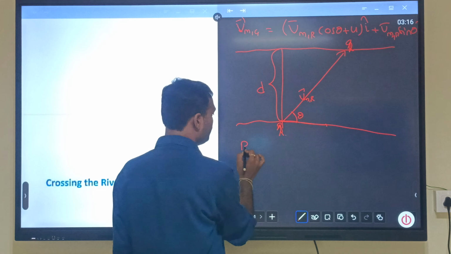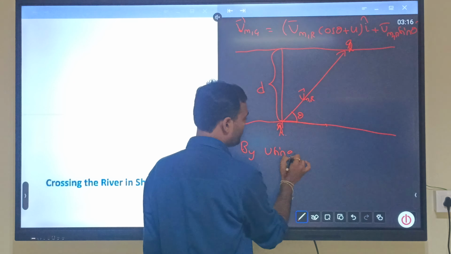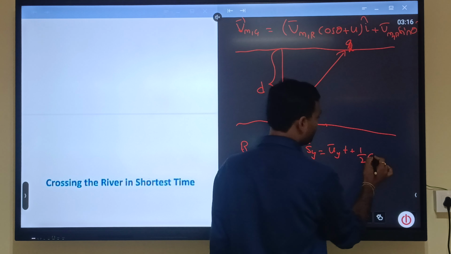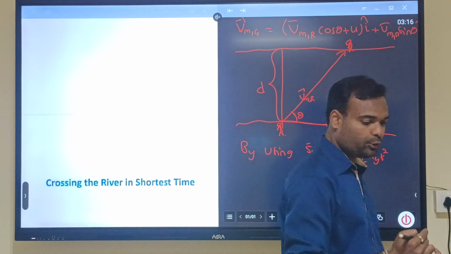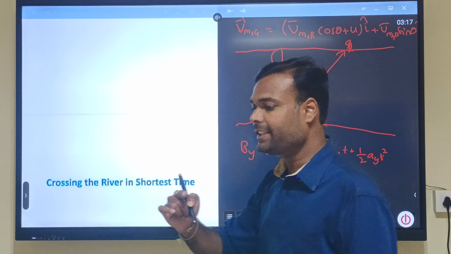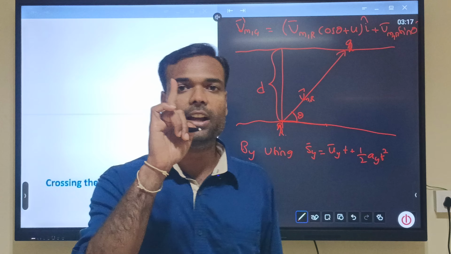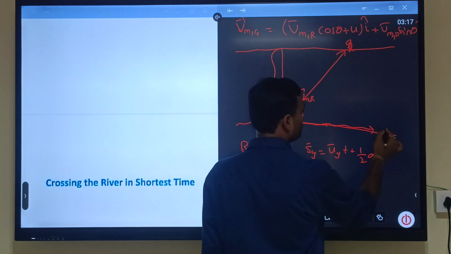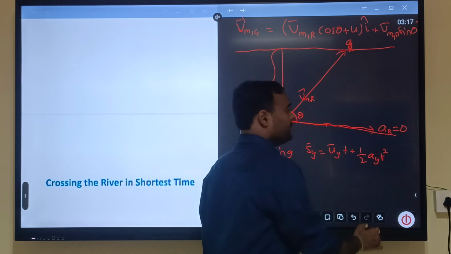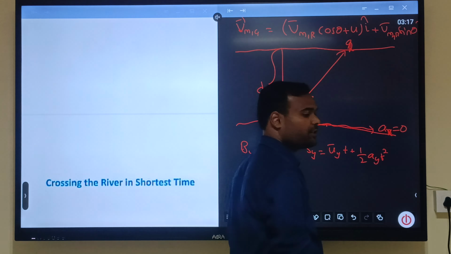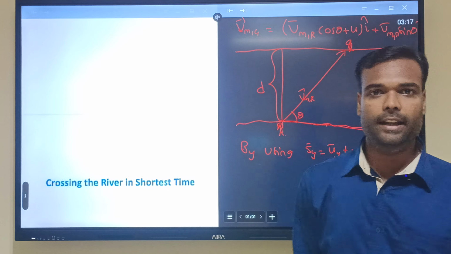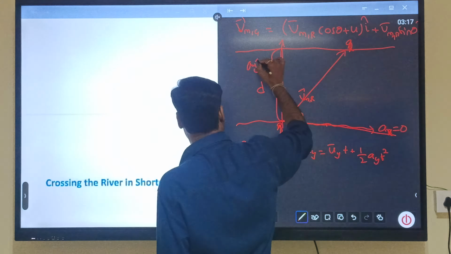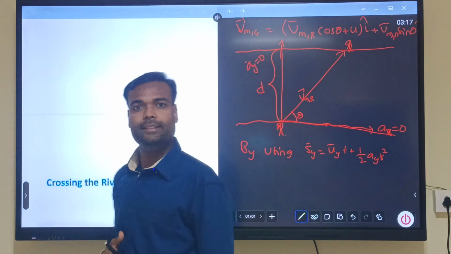And by using sy is equals to uy t plus half ay t square. Here you must remember one point: until and unless they represent acceleration on the x-axis or on the y-axis, the acceleration on the x-axis, that is acceleration due to river, is equals to 0, until and unless they mention it in the exam paper. Similarly, acceleration on the y-axis becomes 0 until and unless they represent it.